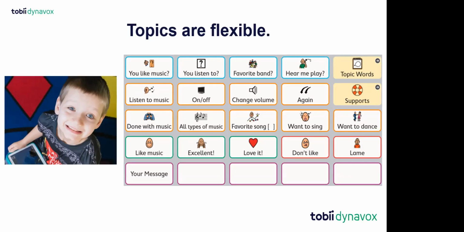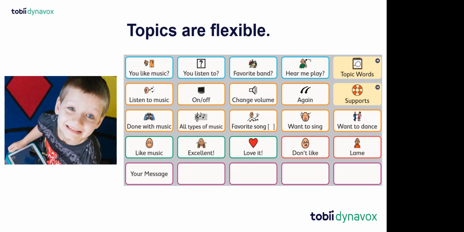some topic appropriate phrases. So the way that topics are organized include questions outlined in blue, general statements and requests in orange, positive comments in green, negative comments in red, and then you see those blank buttons down there outlined in purple. And those are to kind of create your own novel messages. For Benjamin here, I might put some favorite songs that he likes, or a favorite band, or a favorite type of music.